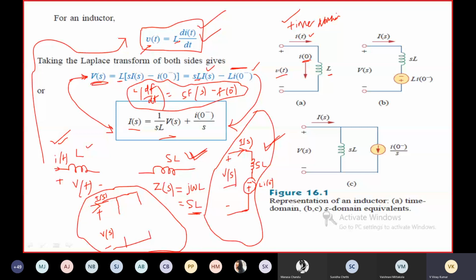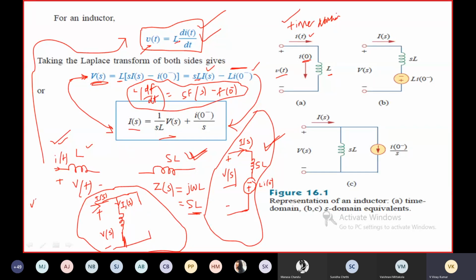First, you draw the inductor. The current flowing through this inductor, take it as I1(s). I1(s) is equal to what?